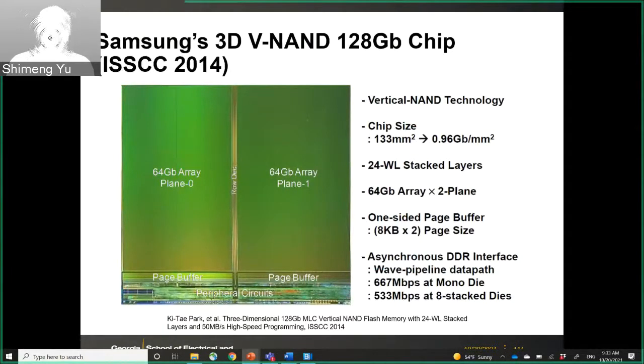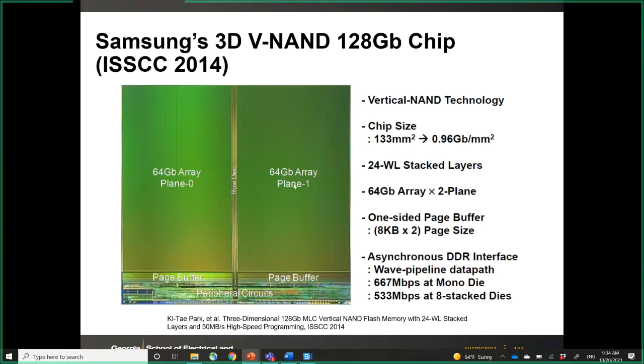So let's look at the real product. And after a few years of R&D, if you recall, the first paper on 3D NAND flash appeared in 2007 at the Symposium on VLSI by Toshiba. And then after a few years, Samsung first announced the commercialization of the first generation 3D V-NAND in ISSCC 2014. And let's have a quick review of this paper. So this is the first generation that you can buy from the market.